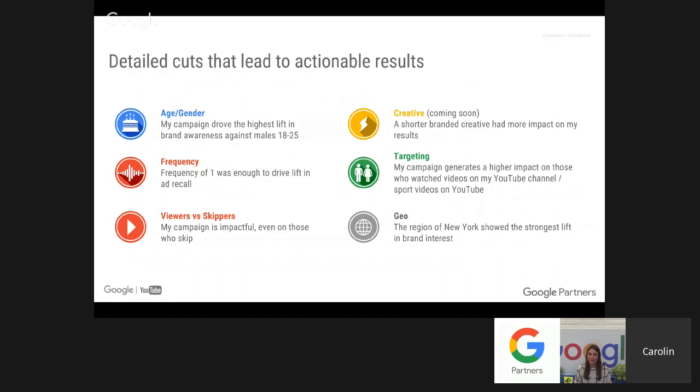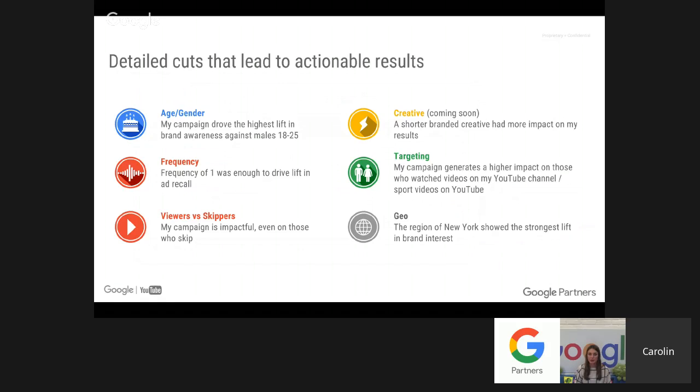So potentially there's something you need to change if you want to target females, or maybe your product is more reasonable to go for males, so you focus on that audience. Next thing, you also want to know how often you need to reach people in order to be really effective.